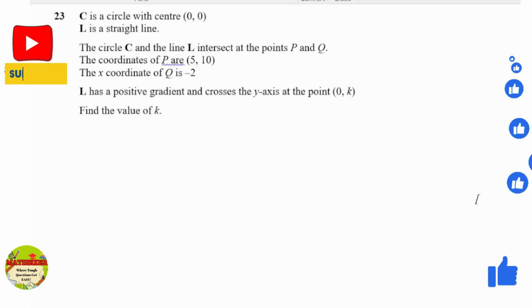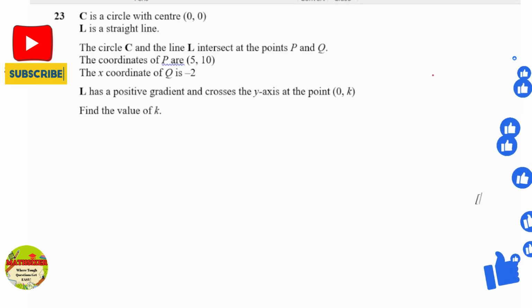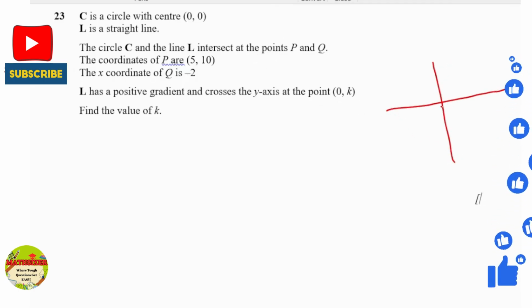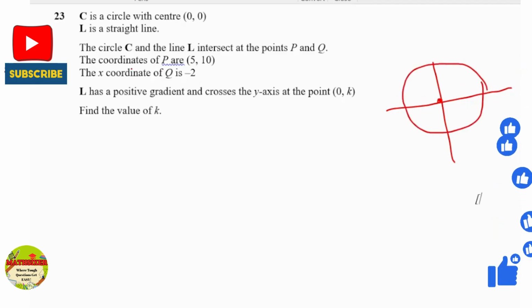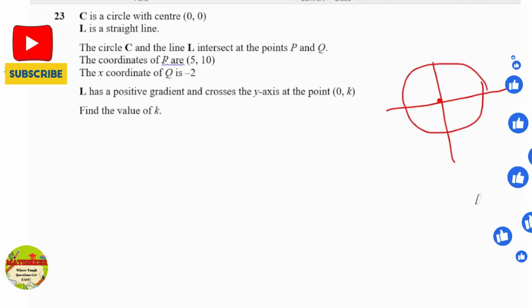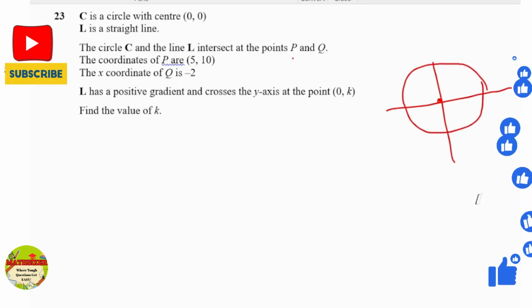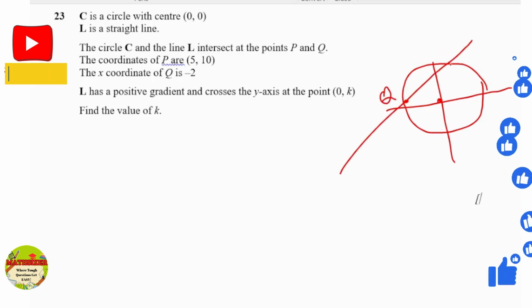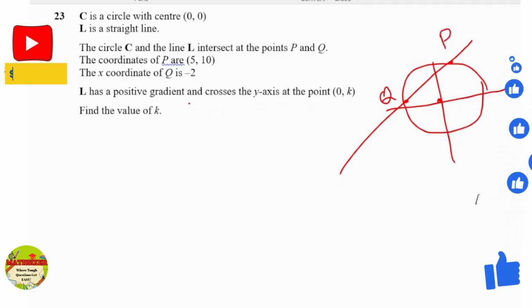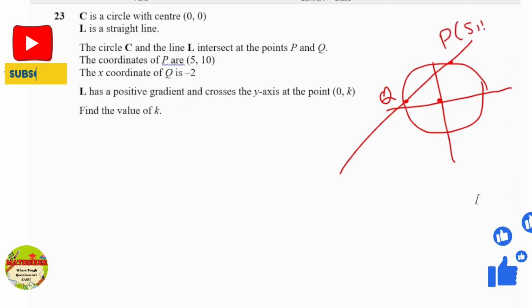The question says C is a circle with center, let's draw a grid here, and the center is (0, 0). Let's draw our circle. L is our straight line. The circle C and line L intersect at the points P and Q. Let's draw the two points over here. So this is our point Q, this is our point P, and P has coordinates (5, 10).